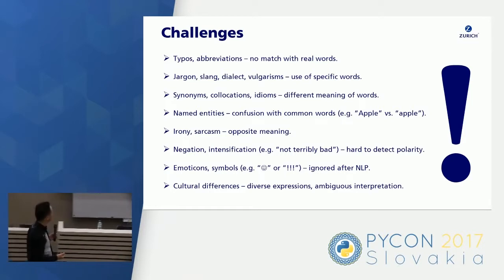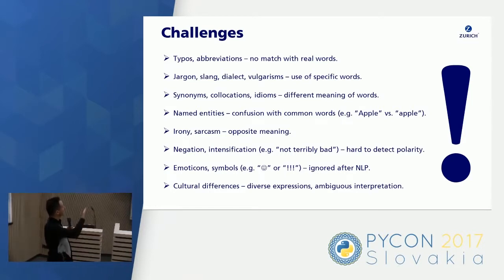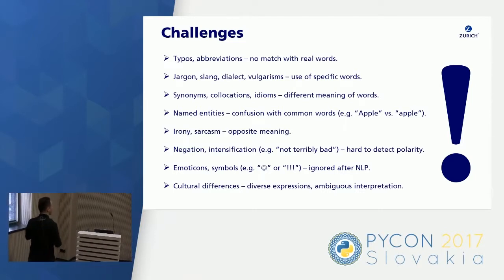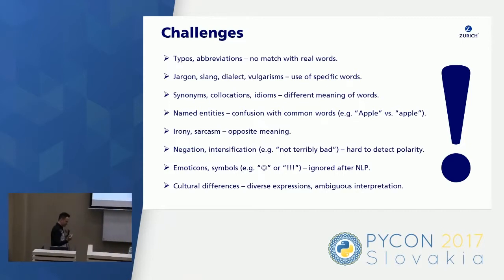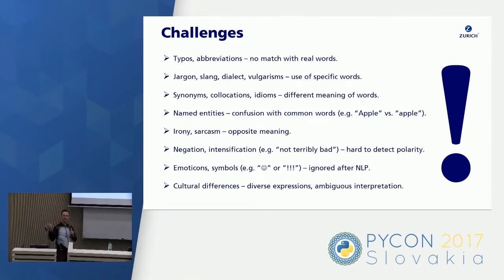And then many people on social media use emoticons or symbols that are ignored after NLP. So if you want to make a better model, you should take them into account. And there are also, of course, various cultural differences, like Americans say awesome, but they give a low score to a film. And Swedish people say it was nothing special, but they give a full score, because they express emotions in a different way.